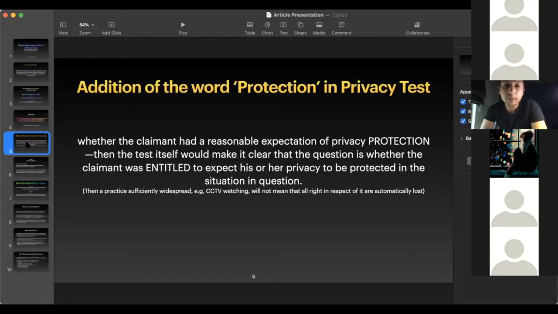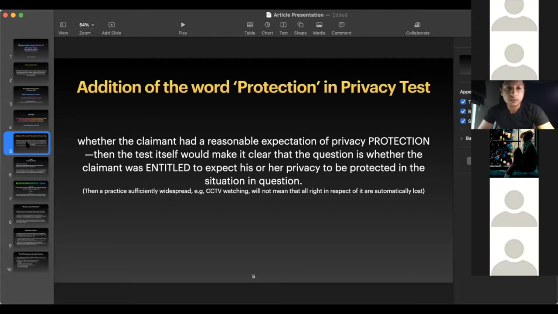She says the test should be whether the claimant had a reasonable expectation of privacy protection. So the new test, if the word protection is added, would become whether the claimant had a reasonable expectation of privacy protection. Then the test itself would make it clear that the question is whether the claimant was entitled to expect his or her privacy to be protected in the situation in question. So what will the addition of the word protection do?